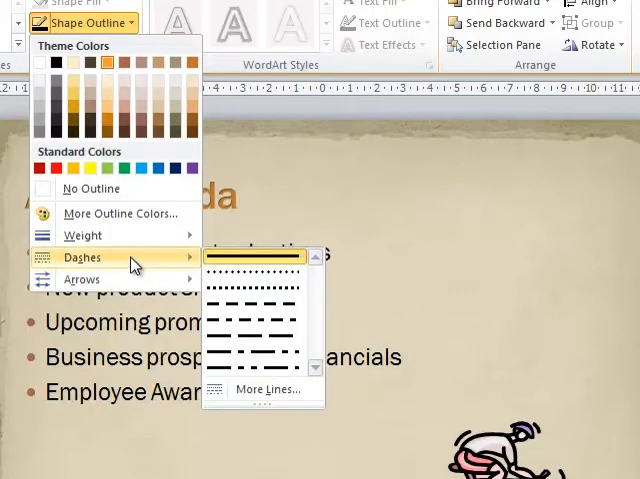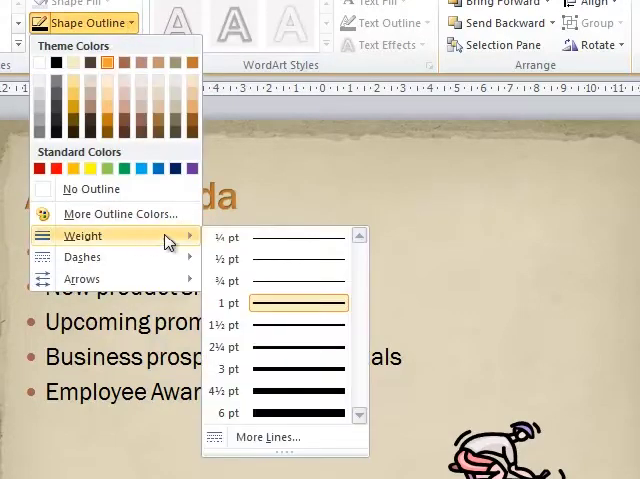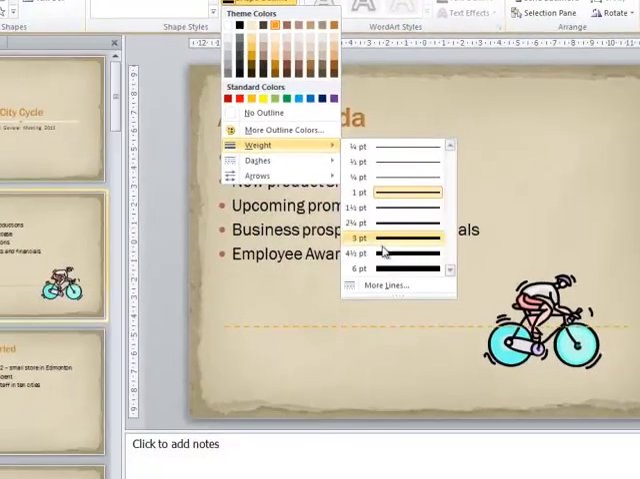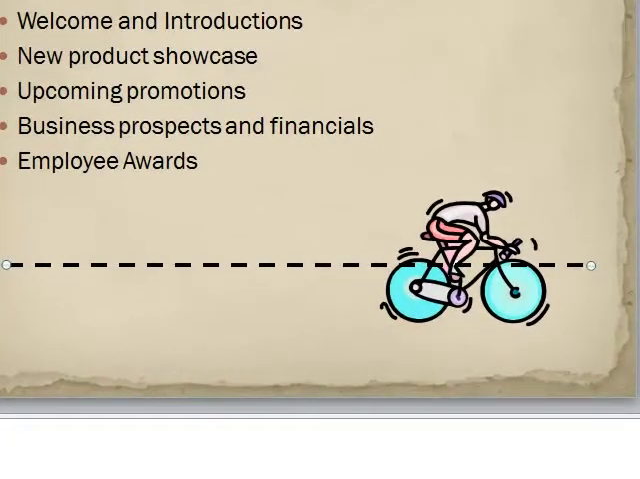In our case, I'm going to make it a dashed line. I'm going to change the weight so that the line stands out a bit more, and I'm also going to change the color. I can easily resize and reposition the line.